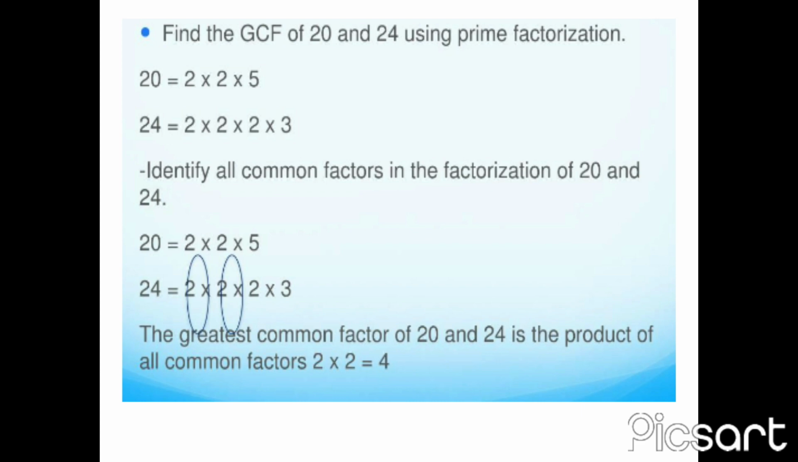Find the greatest common factor of 20 and 24 using prime factorization. We have 20, which is 2 times 2 is 4, times 5. Then 24 is 2 times 2 is 4, times 2 is 8, times 3. Identify all common factors in the factorization of 20 and 24. They both have 2 and another 2 in common. The greatest common factor of 20 and 24 is 4.